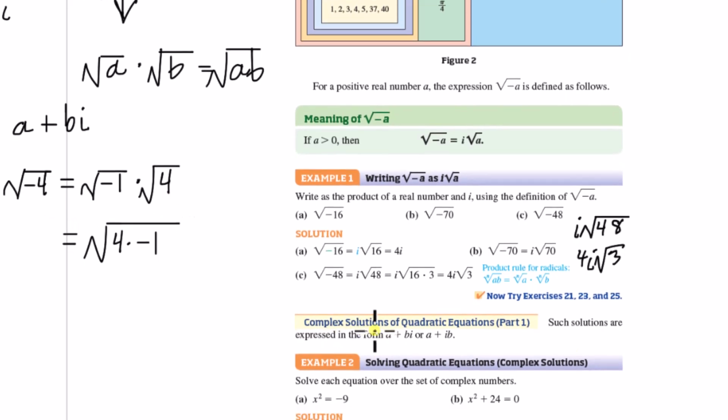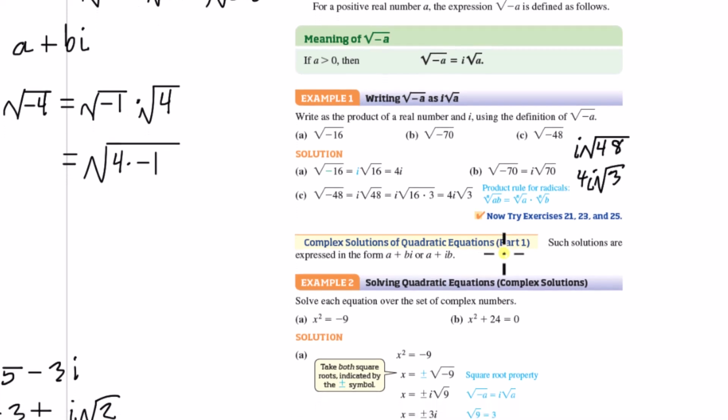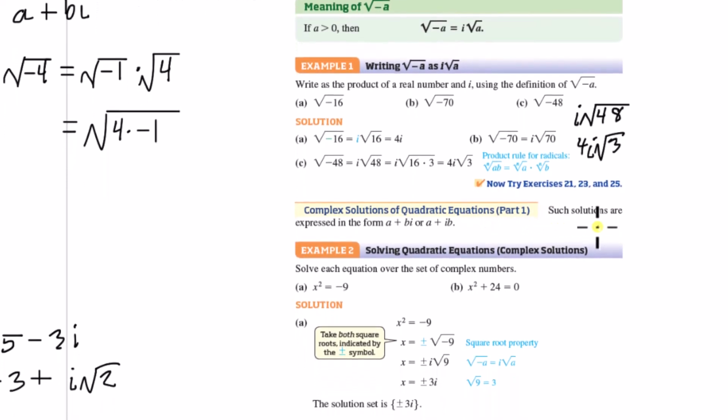Okay, complex solutions of quadratic equations, part 1. Such solutions are expressed in the form a plus bi or a plus ib. Okay, so solve x squared is equal to minus 9. All right, well, we know from algebra to solve this, we take the principal square root of both sides, but then apply the square root property. So put the plus or minus.